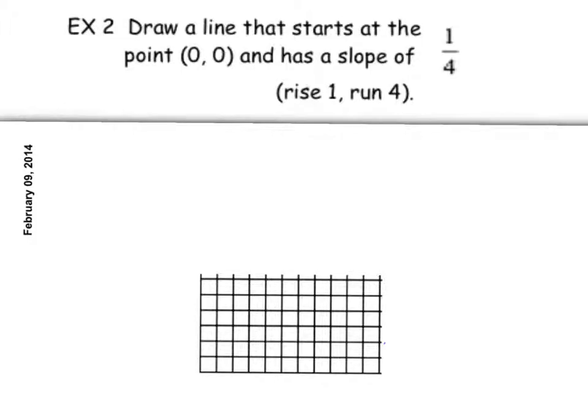All right, now we get to do the fun stuff. Now we get to actually draw lines given what we know about slope. So draw a line that starts at 0, 0. You know that's the origin, so down there in the corner, 0, 0. Sometimes you have 4 quadrants, but remember it's where the axes cross, 0, 0. And has a slope of 1 to 4.